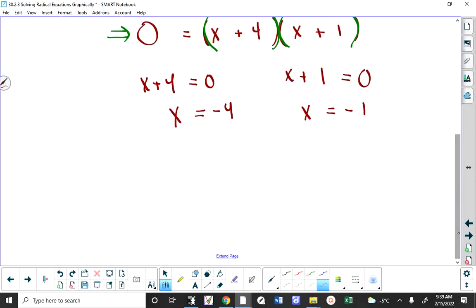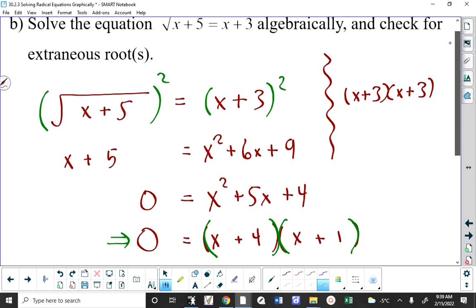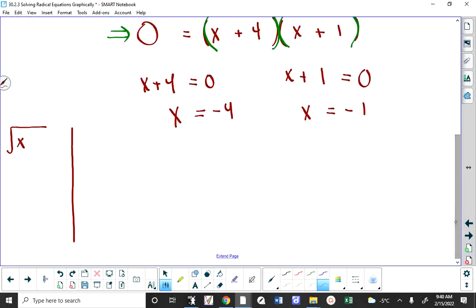The original equation had, on the left side, root x plus 5, and the right side had x plus 3. Am I correct in writing that? Okay. So if I check now with one of our solutions, negative 4, on the left-hand side, I get root 1, which is 1. And on the right-hand side, I have negative 1. Well, 1 and negative 1 are two different numbers.